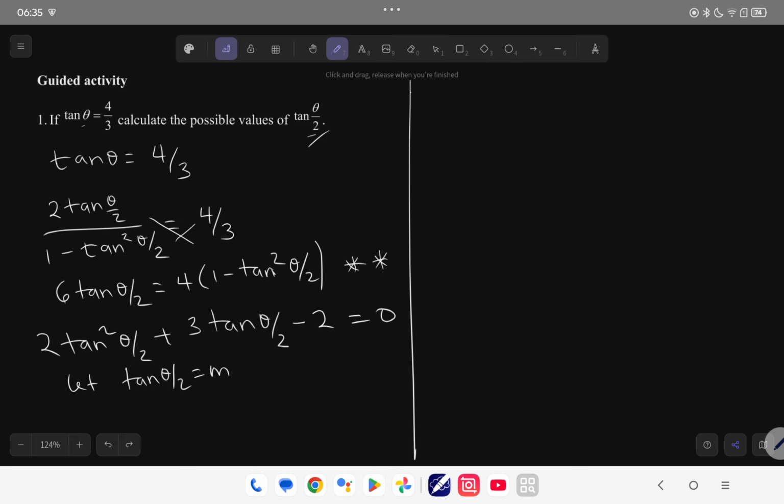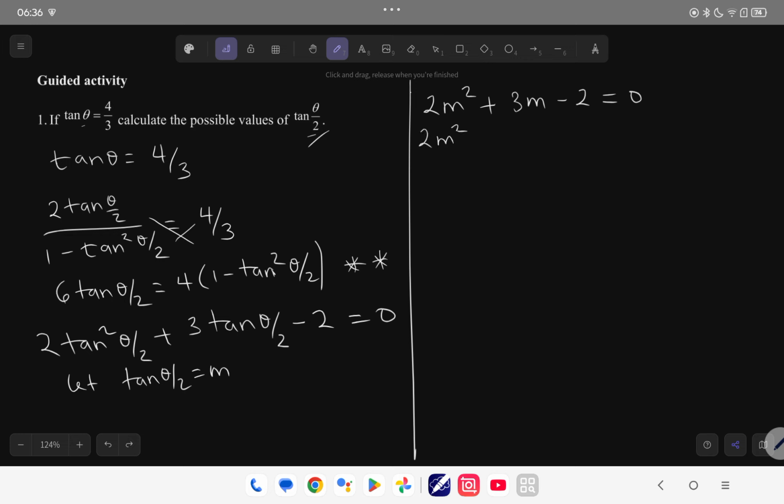Now, we have got that one. We put 2m squared, because I'm replacing tan theta over 2 with m, plus 3m minus 2 is equal to 0. Now we have got a degree 2 equation which is quadratic in nature, and we solve for that m. You can use very many methods. You can use the factor method, the formula method, or any other that you feel is simple for you to use. Me, I'm going to use the factor method. Numbers that multiply to give negative 4 and add to give 3 are negative 1 and positive 4.